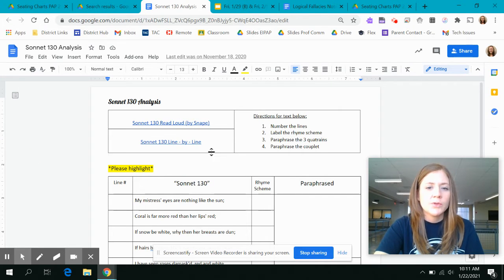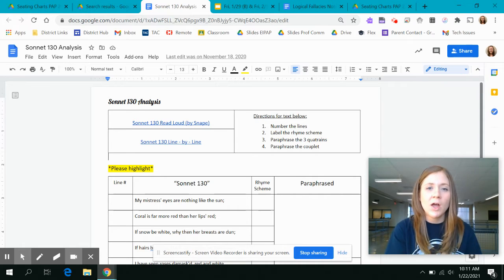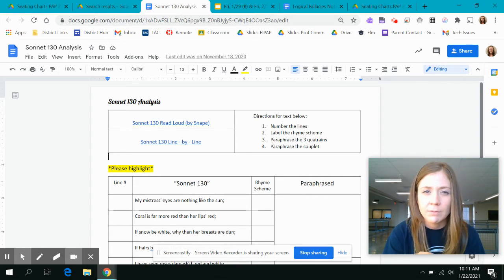Perfect. So what I've done is I created this analysis sheet that will hopefully make it a little bit easier to analyze a sonnet at home. Let's talk about what a sonnet is very quickly. A sonnet is a 14-line poem that has a pretty strict rhyme structure. For Shakespeare's sonnets, he has the same rhyme structure for all of them, with the exception of maybe two, but there are a lot of them.